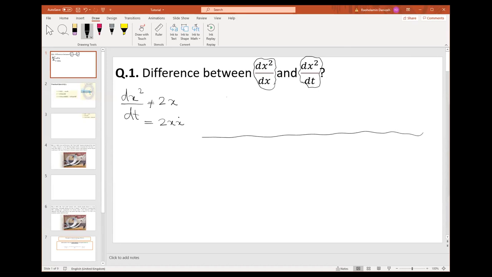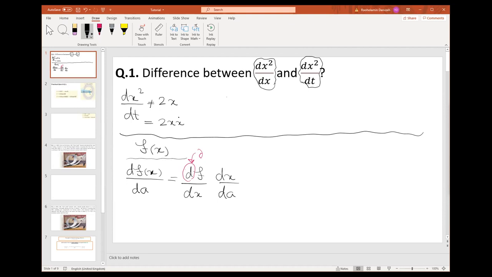Okay, if you remember from calculus, when you have a function f of x, the derivative of f(x) with respect to some other independent variable a, we use the chain rule. We say it's df over dx times dx over da. I know in calculus it's more precise to use the partial derivative symbol, but here we don't care because our course is not a calculus course. This is the general rule, which we call the chain rule, that we know from calculus.